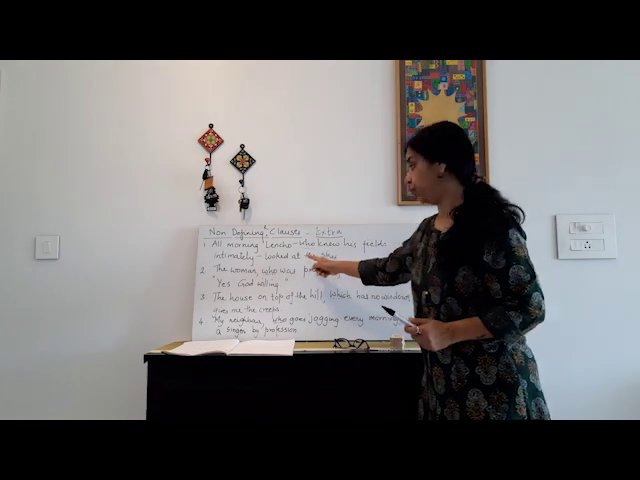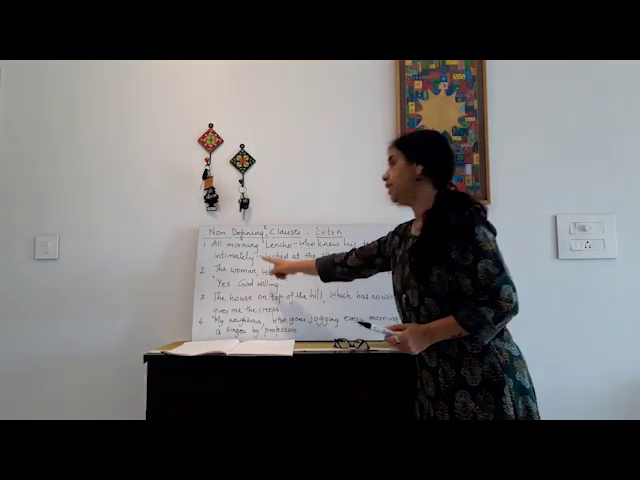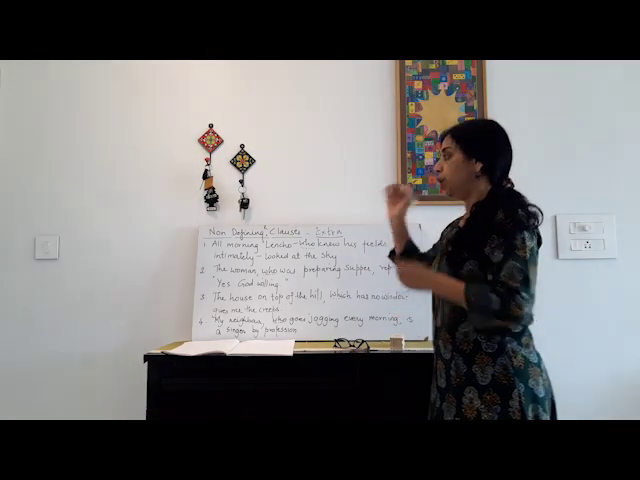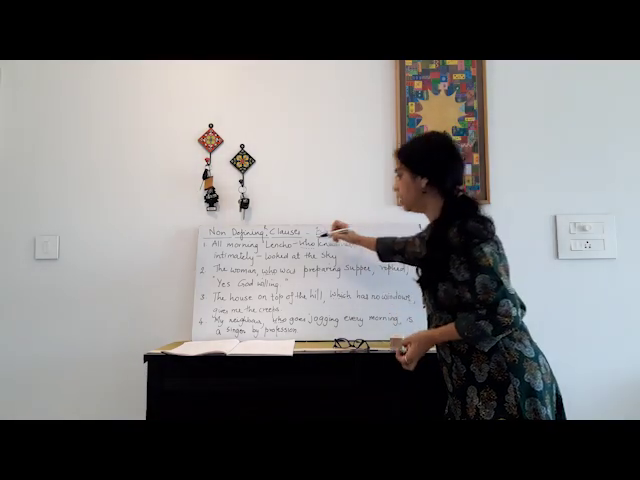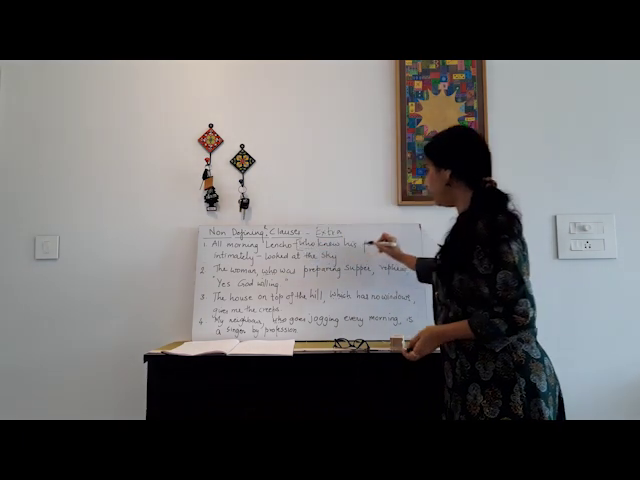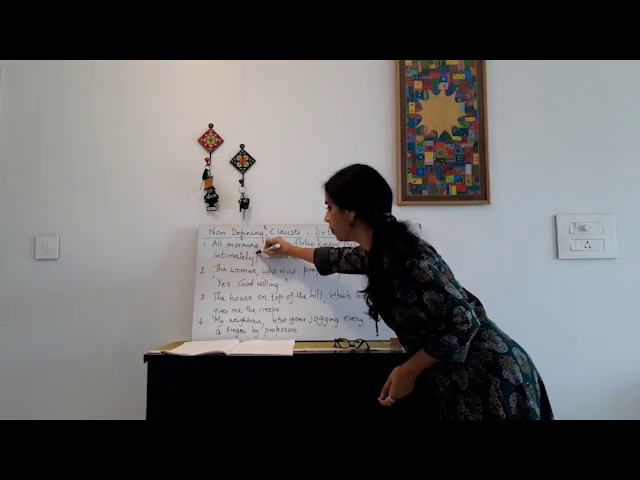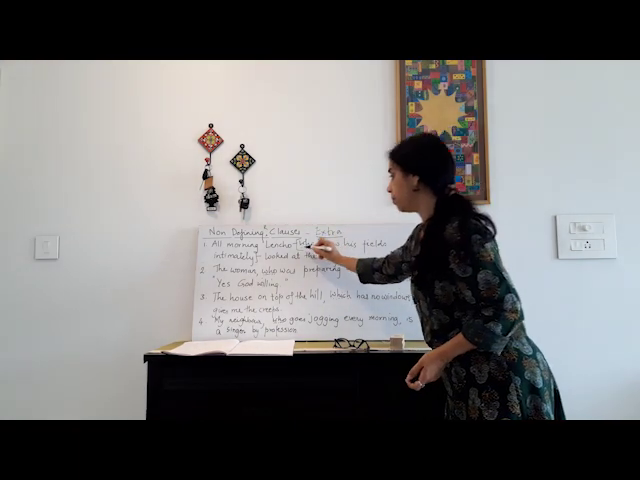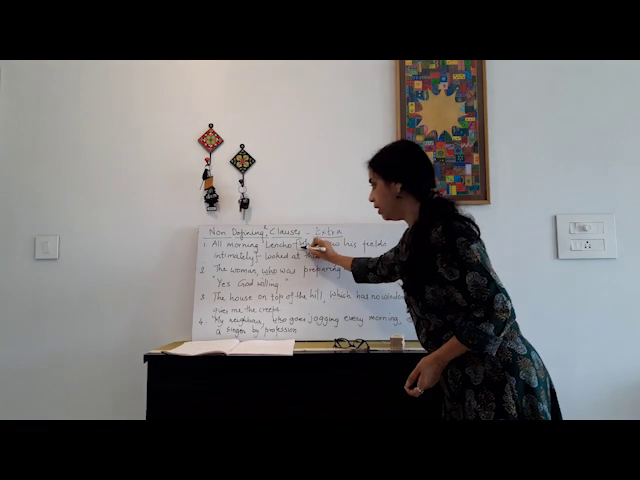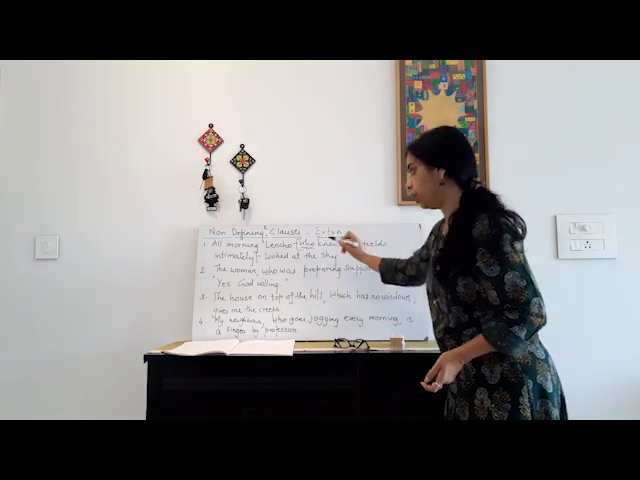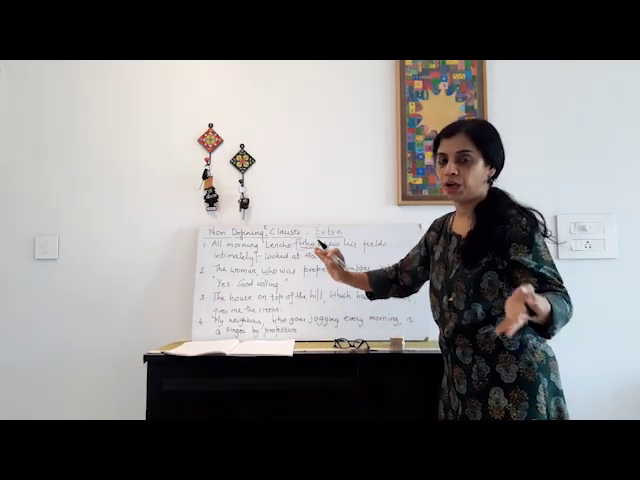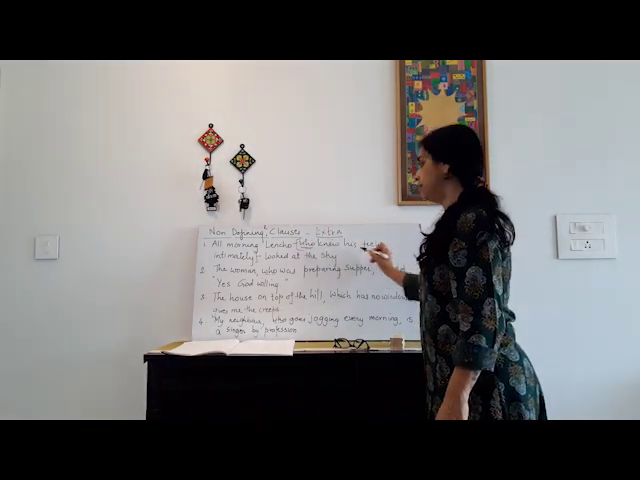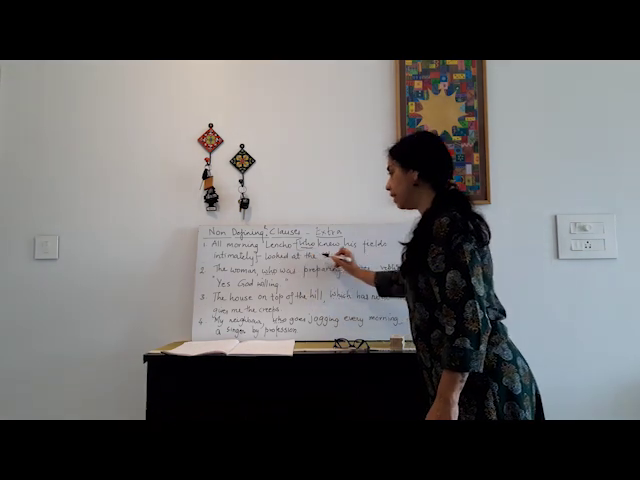All morning Lencho, who knew his fields intimately, looked at the sky. So now, the non-defining clause, the relative clause, is "who knew his fields intimately." If you notice, it starts with a relative pronoun, who, because we're talking about a person, Lencho. A human being is always referred to as who. So we start: who knew his fields intimately, looked at the sky.